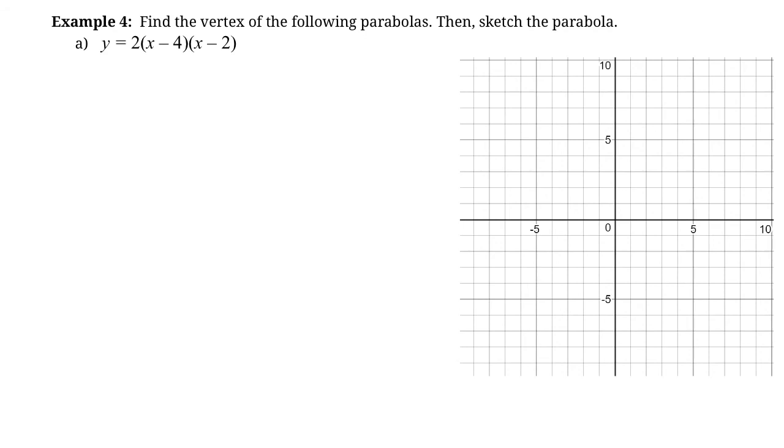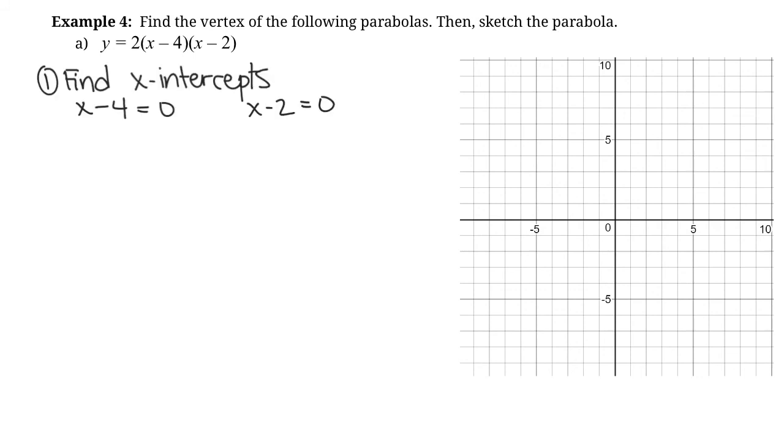So all we really need to do now is find the x-intercepts. So that's going to be our first step. In order to find our x-intercepts, I've taken each of the factors that were inside brackets, I've separated them, and I've set them equal to 0. So if we solve or isolate for x, we will have one intercept at 4 and another intercept at 2.